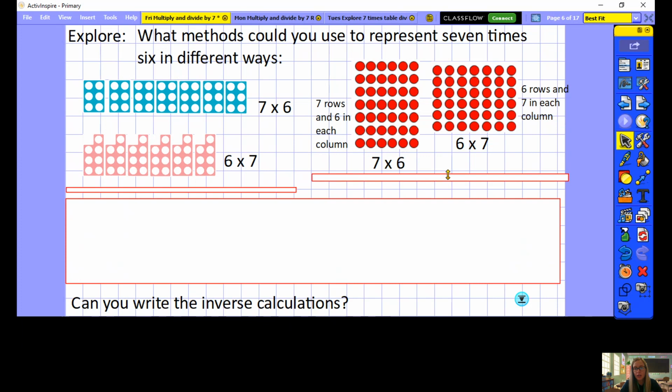The next one, I did some arrays just using little dots. So I've got 7 times 6. There are 7 different rows and 6 then in each column. And then 6 times 7, I've got 6 rows this time and 7 then in each column.